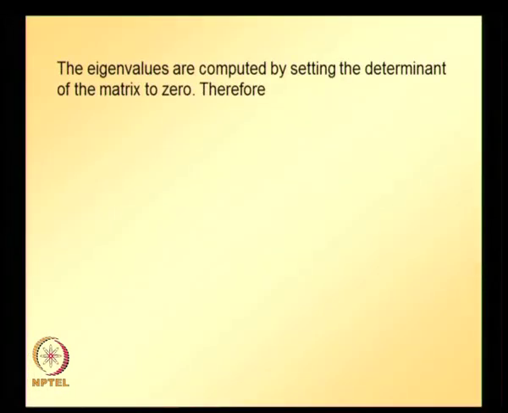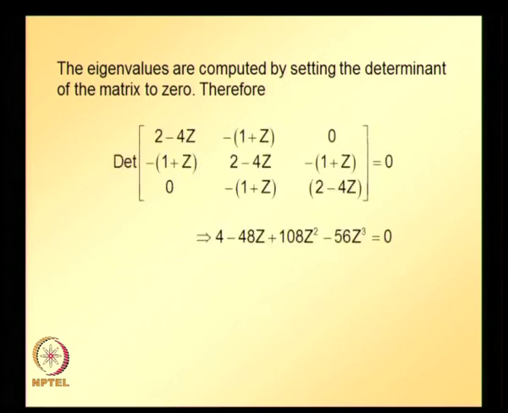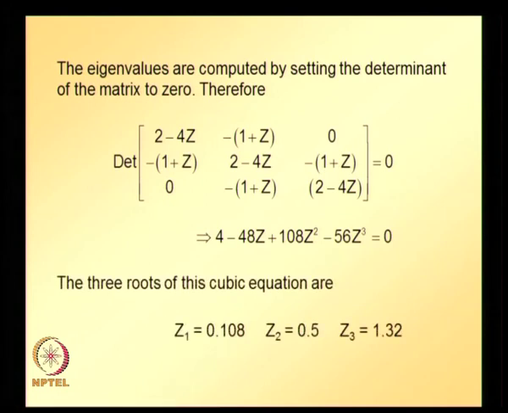Since this is a 3 by 3 matrix, we are going to get 3 roots or 3 eigenvalues. Eigenvalues are computed by setting the determinant of the matrix equal to 0. When we do that, we get a cubic equation, so we are going to get 3 roots for this cubic equation, and the lowest root corresponds to the first buckling mode of the column.